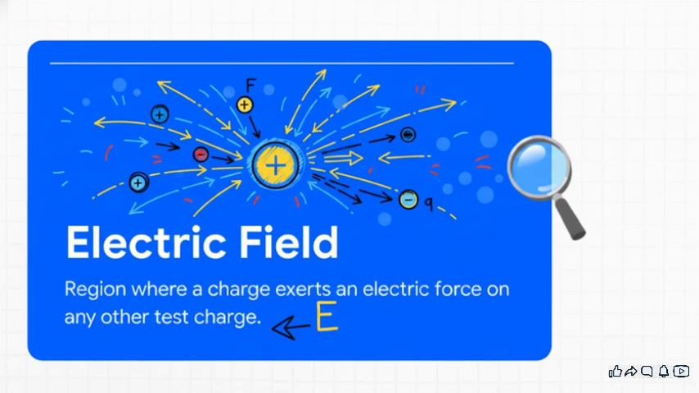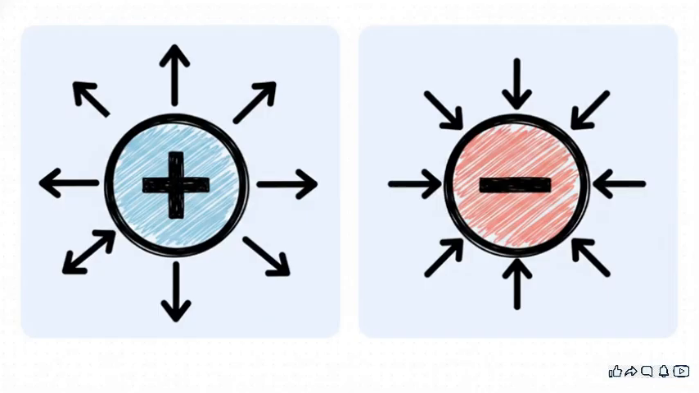And because it's a force, it's what we call a vector quantity. This means it doesn't just have a magnitude, or strength. It always has a very specific direction. Now, that direction isn't just random. It follows strict binary rules based on the type of charge creating the field.